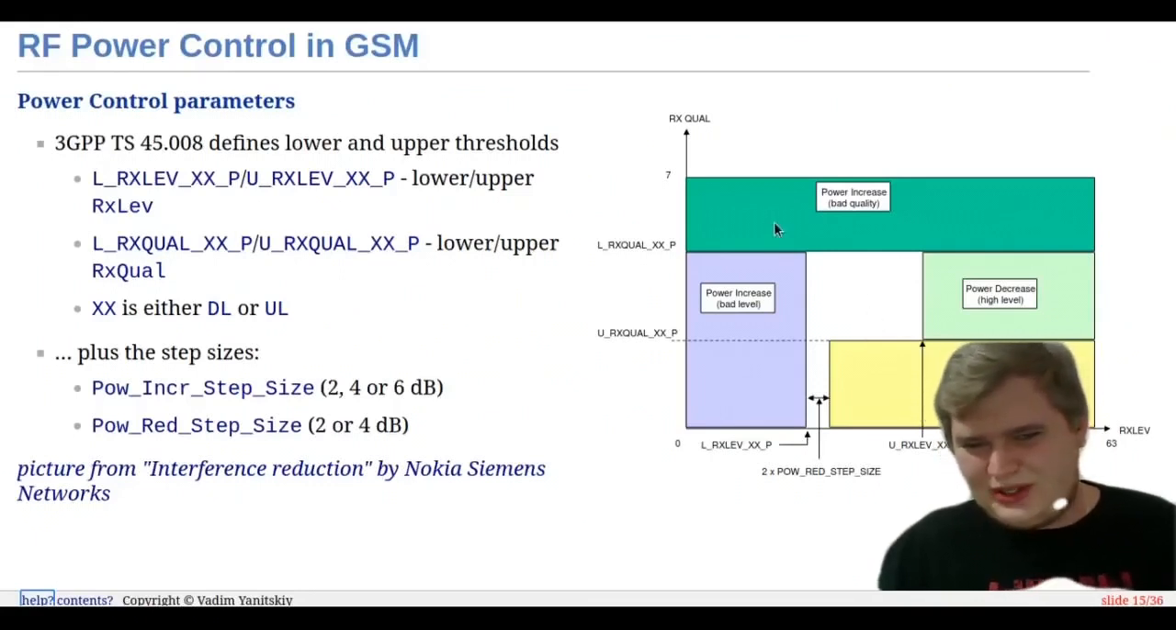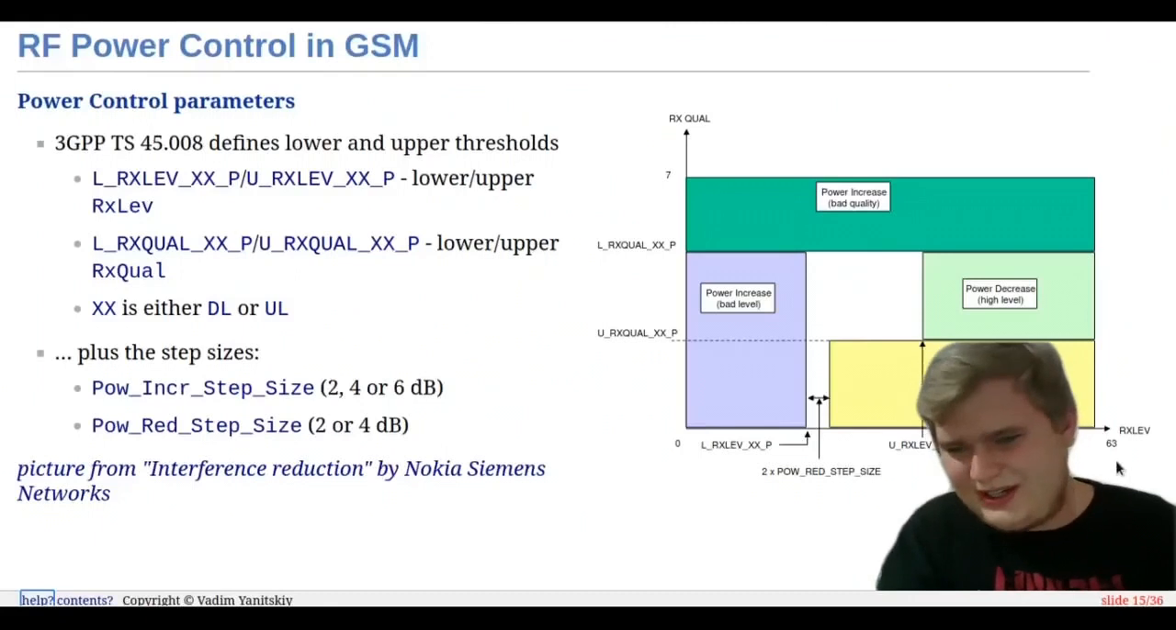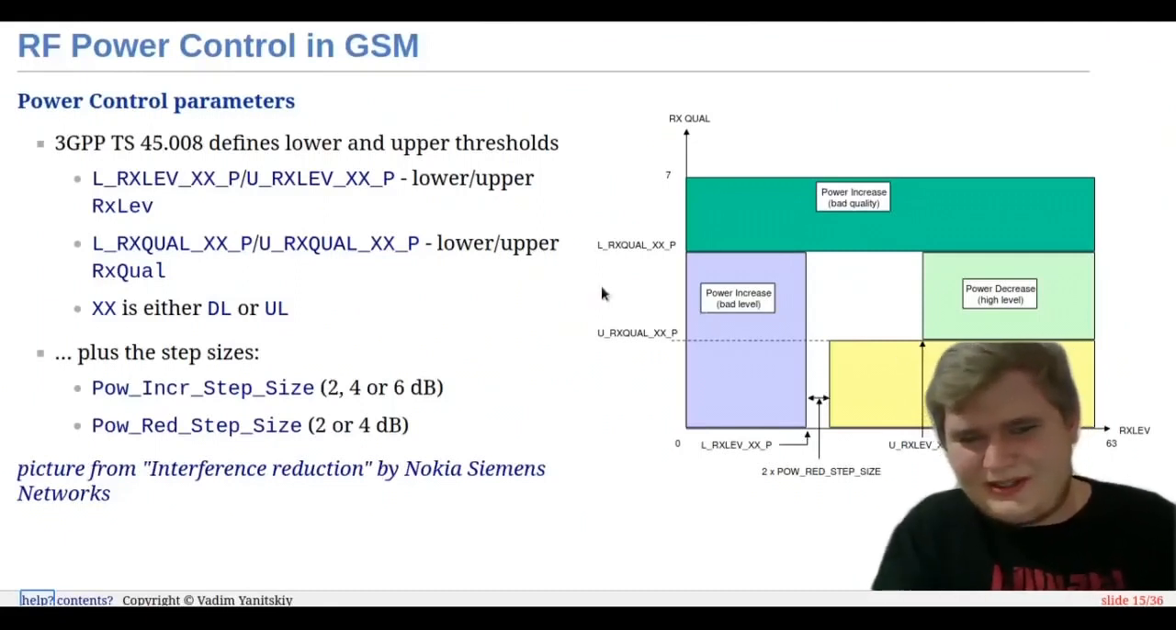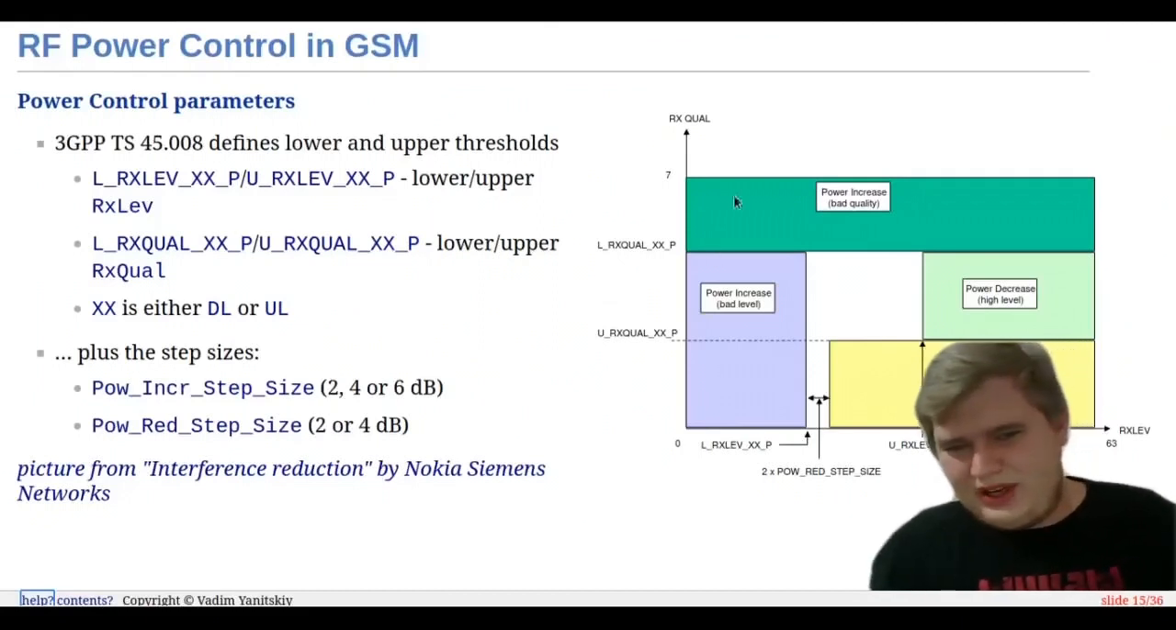On the x-axis, there is Rx level, which is the higher, the better. And on the epsilon, there is Rx quality, which is the lower, the better. So if we have poor Rx quality, regardless of the Rx level, we always increase the power.